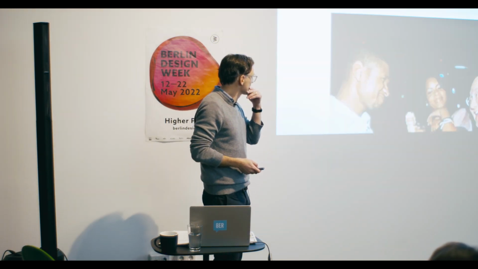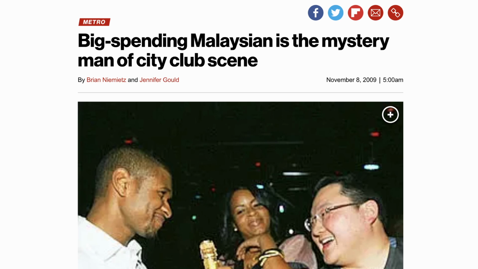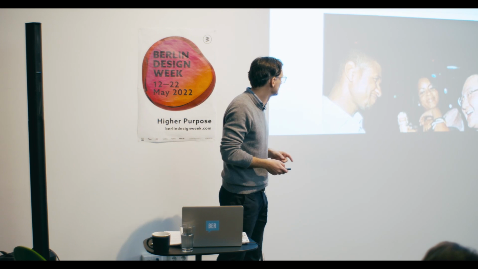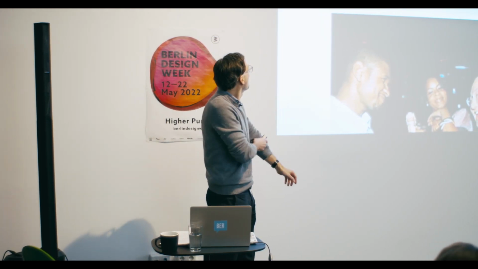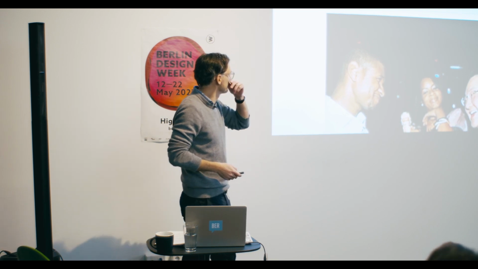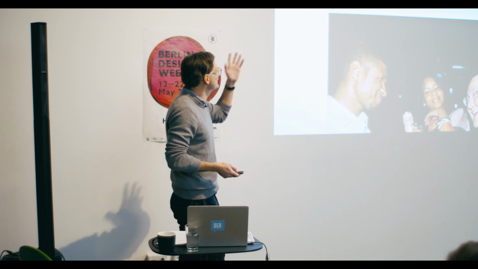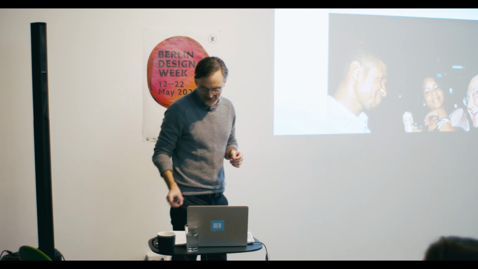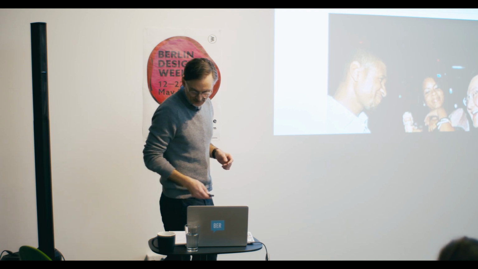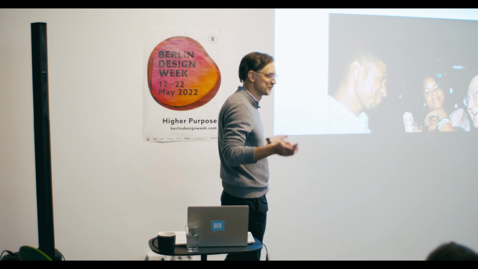So this is one of the headlines of Jho Low in this story, which starts back in 2009 and continues today. He's in the bottom corner, and that is Usher, who was at the time quite famous. And this is the type of headline that was, sorry, maybe he still is today, for the Usher fans in the house. So: big-spending Malaysian is the mystery man of the city club scene. The articles mentioned what is now standard among millionaires and billionaires: super yachts, private jets, parties.